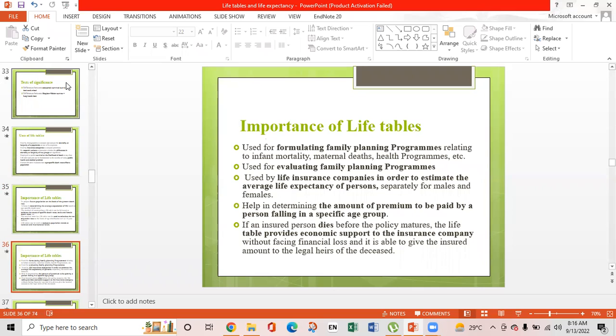It is used by life insurance companies in order to estimate the average life expectancy of persons separately for males and females. It helps in determining the amount of premium to be paid by a person falling in a specific age group. If an insured person dies before the policy matures, the life table provides economic support to the insurance company without facing financial loss, and it is able to give the insured amount to the legal heirs of the deceased.